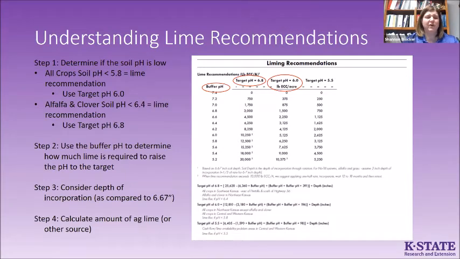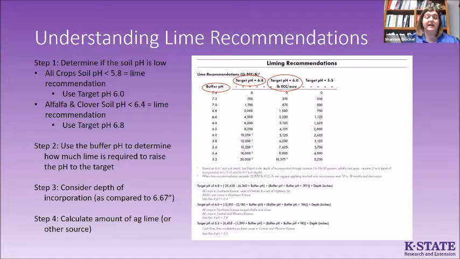But we very rarely do that anymore. We don't effectively incorporate lime 6.67 inches deep. Even if you run a disc 6 or 7 inches deep, you're probably only really incorporating that lime about 4 inches deep, or about half the depth that you are running that tillage implement. And then a lot of times we're using no-till practices as well. So you want to compare the depth of incorporation to that old-fashioned 6.67 inch depth. That's really important to keep in mind when looking at your lime recommendations.